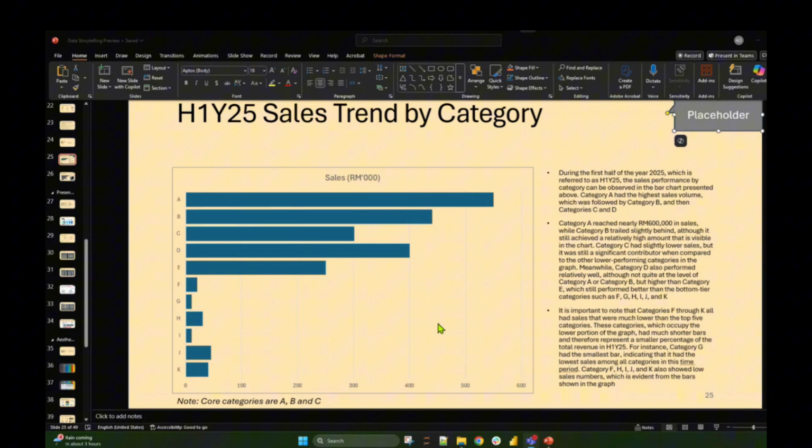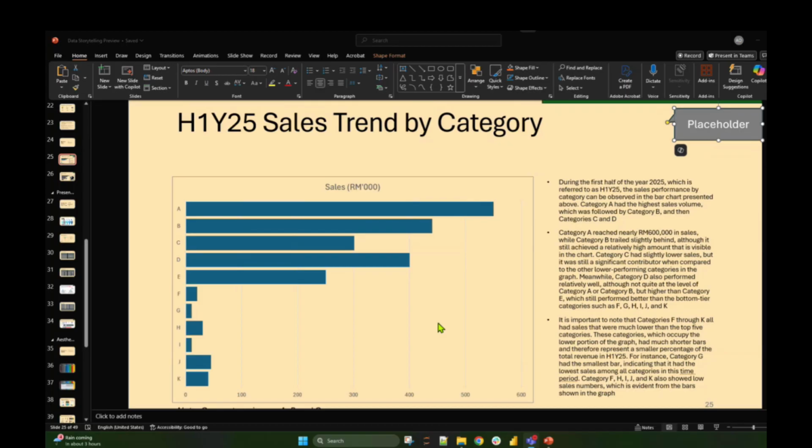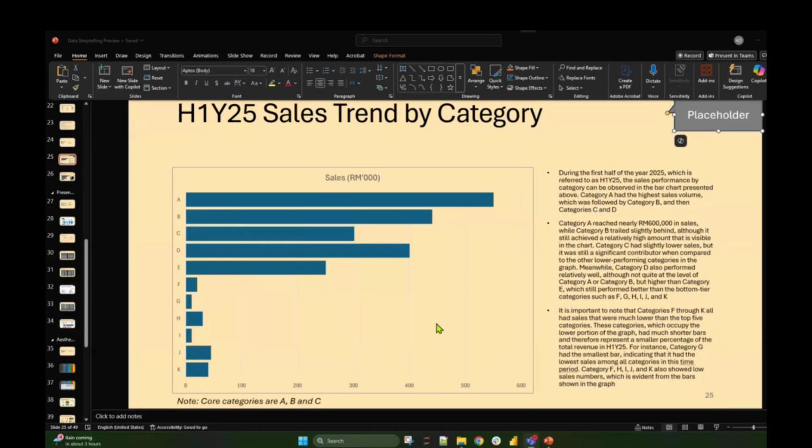So what we have here is H1Y25, which is the first half of this year's sales trend by category. And then we have our narrative here, a 3-point narrative, explaining that during the first half of the year, sales performance by category can be observed in the bar chart presented above. Category A had the highest value, followed by B, C, D. And then we have category A reaching 600,000 in sales, category B trailed slightly behind, and the entire block of essay went on and on and on, right?